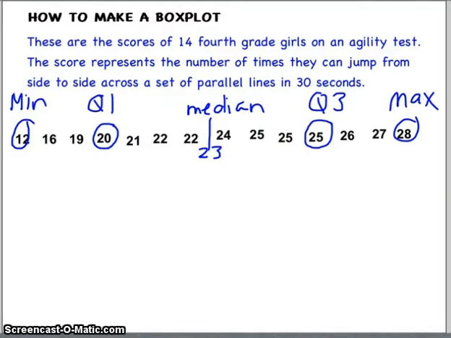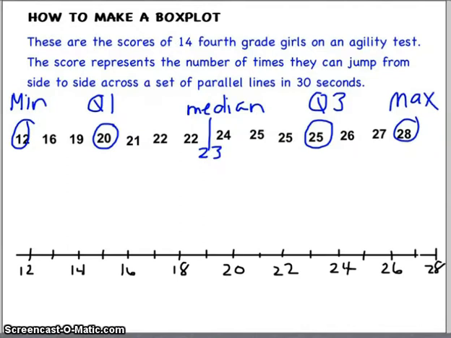So in order to draw a box plot, we need a scale. So I would like you once again to pause your video and to draw a scale from 12 to 28 on a number line. And leave a little space above it, obviously, for the box plot. Okay, now that we have our scale, we're ready to draw the box plot.